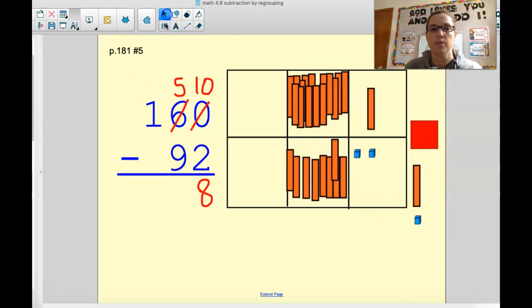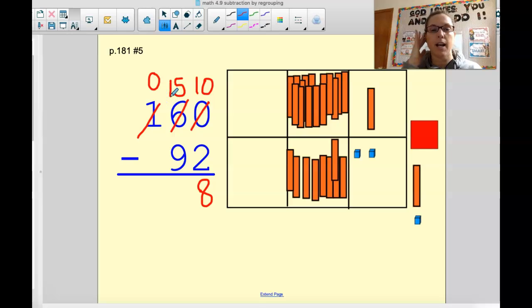So now, to show in writing, we took our 100 away. So we make that a 0. And we bring it into the tens place. So now instead of 5 tens, we have 15 tens. And now we can subtract. Think 15, take away 9, write it. And let's check. 15 minus 9 is 6. And then go to your hundreds place. 0, take away nothing is 0. So our final answer is 68.